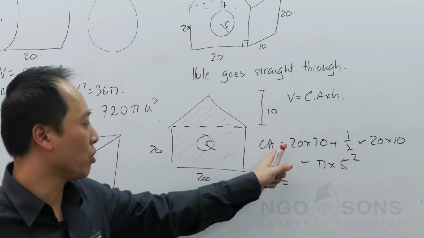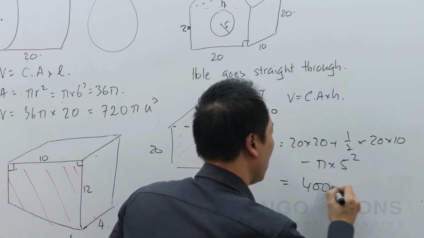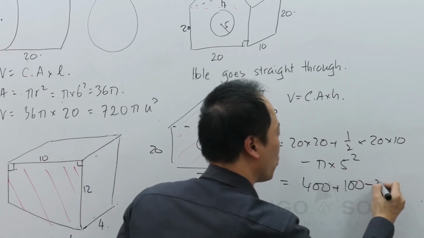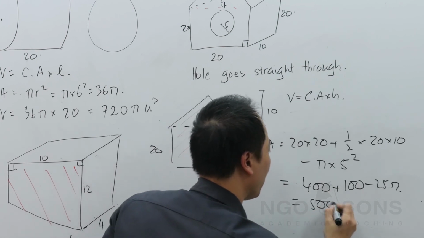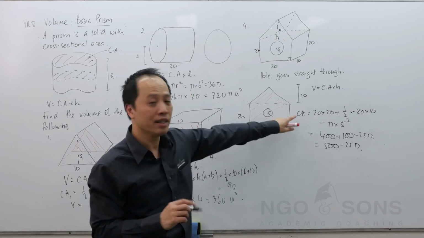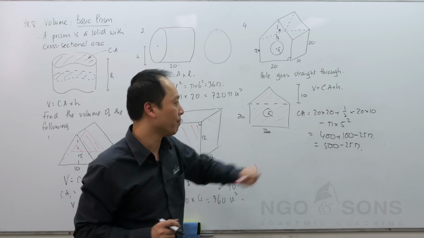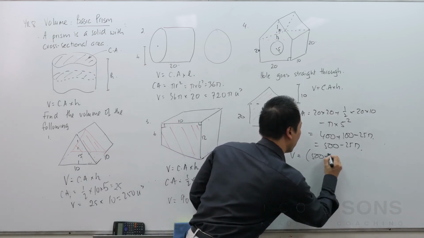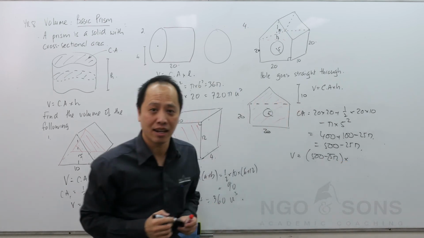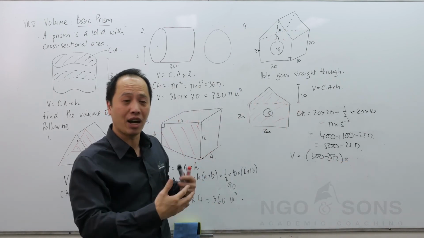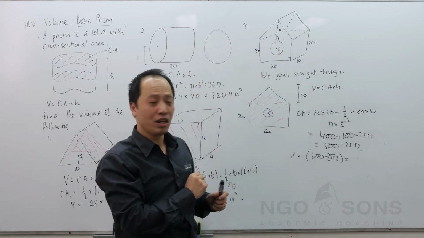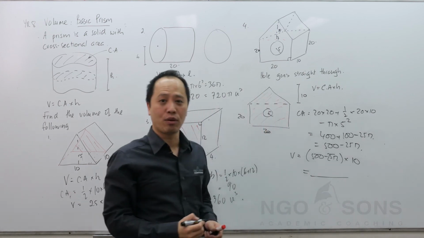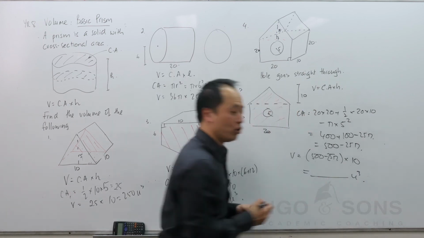Okay, so now let's do the calculation. 20 squared is 400, plus half of 20 is 10, 10 times 10 is 100, minus 5 squared is 25, pi equals 500 minus 25 pi. All right, so now I've got the cross-sectional area done. All right, so now let's go and find the volume. Well, the volume is equal to the cross-sectional area, and then you times it by the length or the height. This one's lying flat down, so we times by the length, which is 10, and then you use your calculator, work that out, and that'll be units cubed.